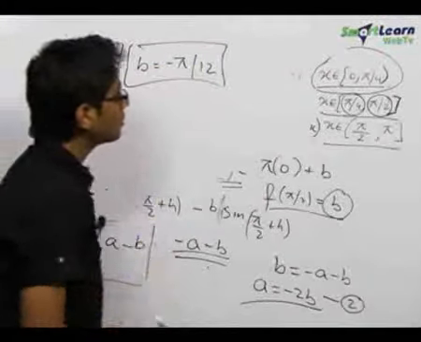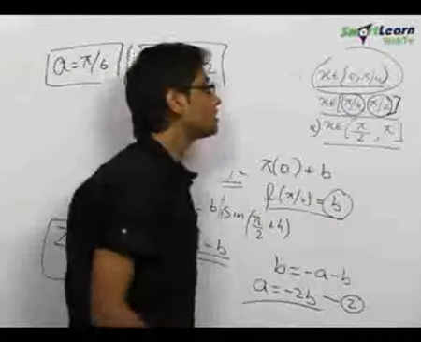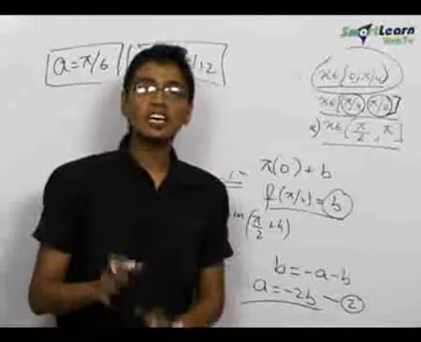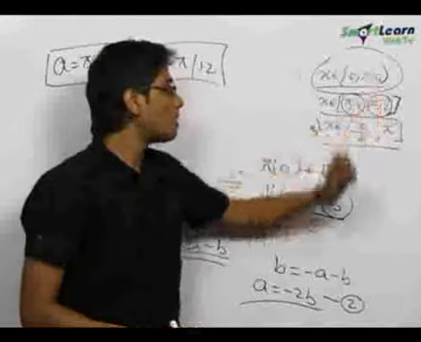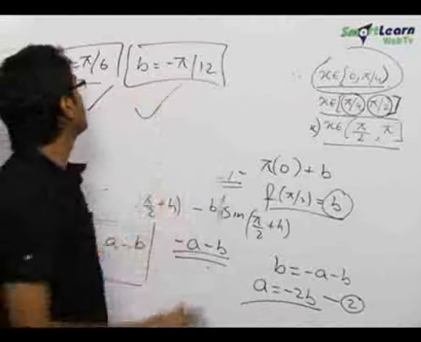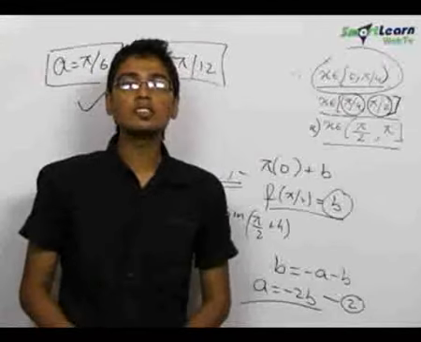So for the function given in three intervals 0 to pi by 4, pi by 4 to pi by 2 and pi by 2 to pi, we checked the continuity of the function at x equals pi by 4 and x equals pi by 2 and got the final answer of a and b as a equals pi by 6 and b equals minus pi by 12.